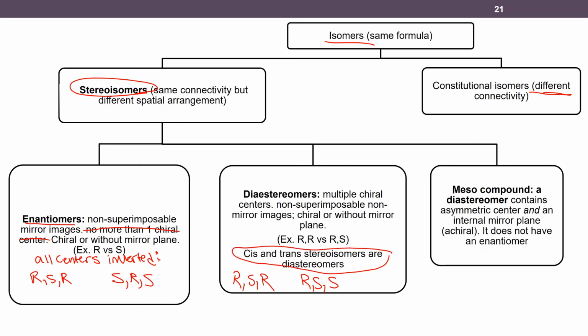We've seen our meso compounds, which are those diastereomers that contain asymmetric carbons or asymmetric centers, but still have an internal mirror plane, right? So the example I showed, there's an internal mirror plane, but we still have asymmetric carbons. So that's technically why we don't call these carbons chiral carbons, because this molecule is achiral.